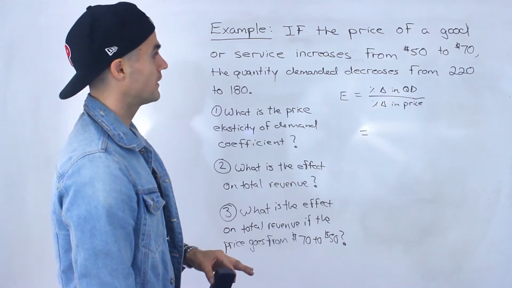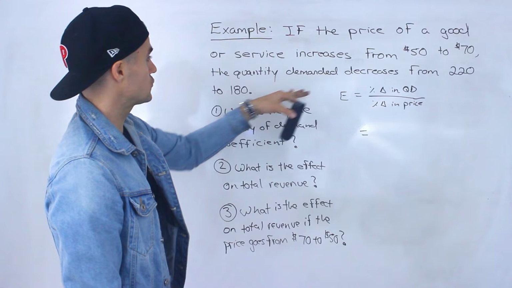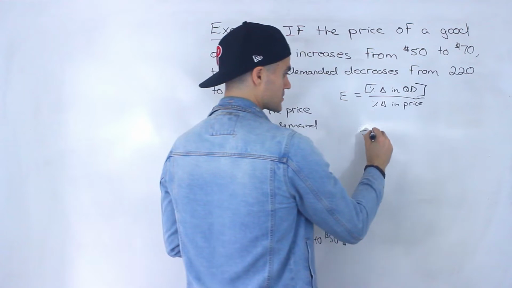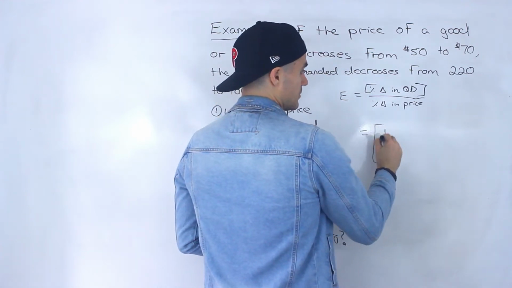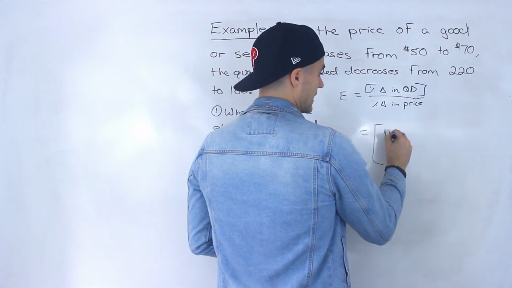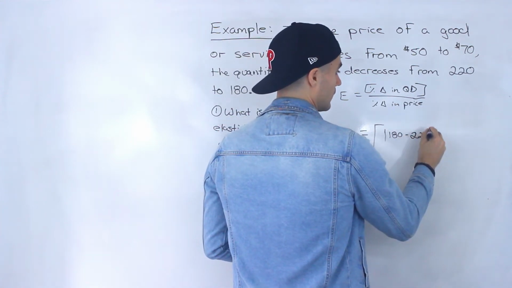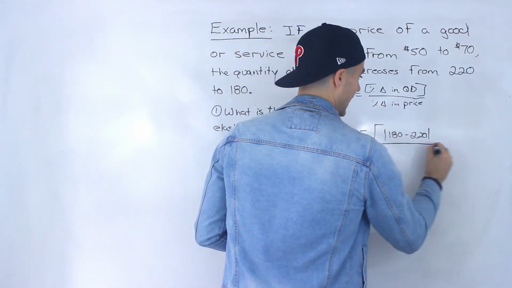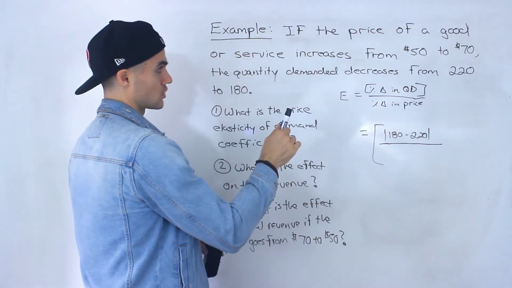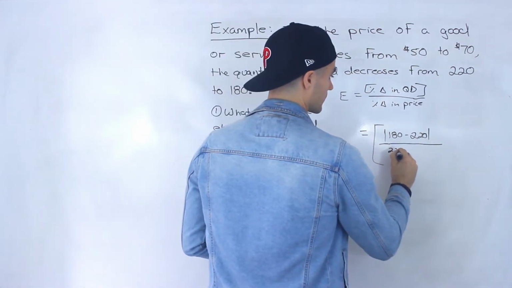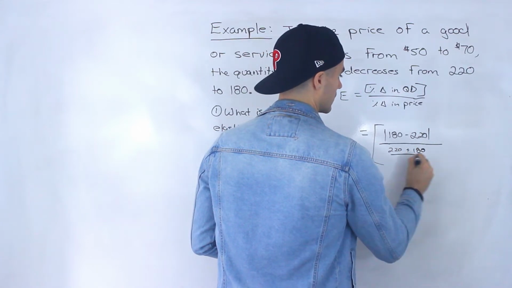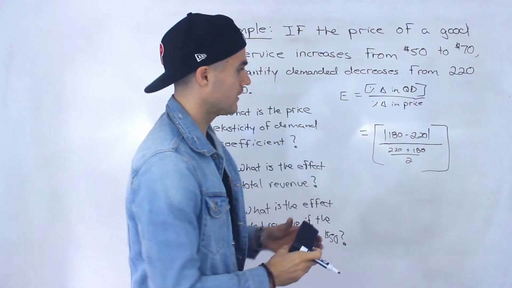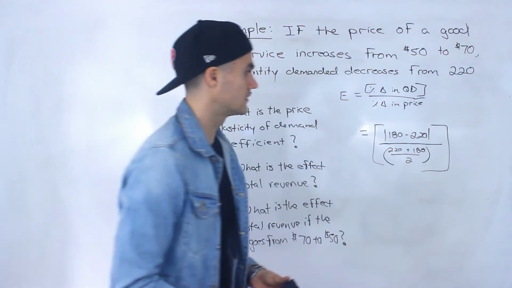So the percentage change in quantity demanded, demand is going from 220 to 180. So that portion, the numerator, I'm going to represent that with square brackets. It's going to be the absolute value of the change. So it's going to be 180 minus 220. So that quantity demanded is going down, but we put an absolute value. Everything has to be positive. And that's going to be all over the average quantity. So it's going to be 220 plus 180, and we're going to divide that by 2, like that.